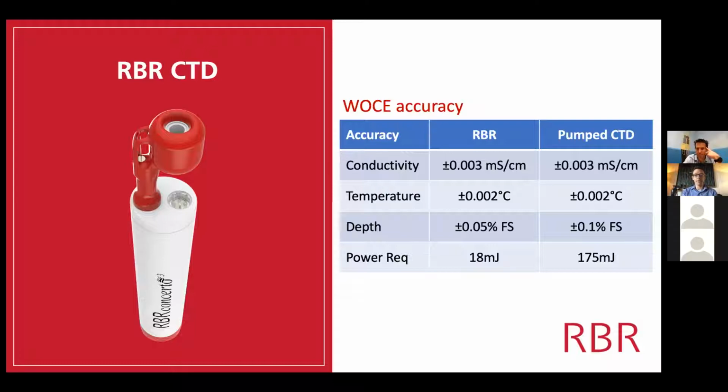The depth accuracy is 0.05% of full scale, which is about double the improvement, or twice as good, as the pumped CTD. And where it shines really is in the power requirement and the amount of energy it uses. As an example, at 1 hertz, it only uses 18 millijoules, and that's about an order of magnitude less power draw than the pumped CTD. And we'll talk about the benefits of that as I move on.